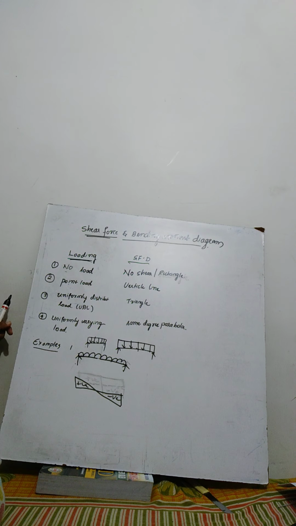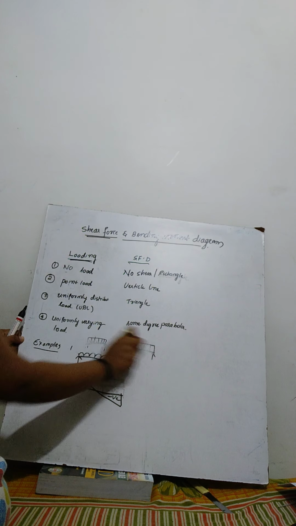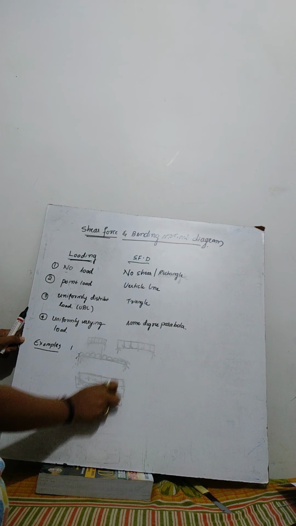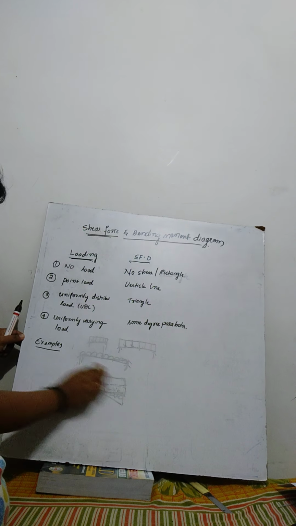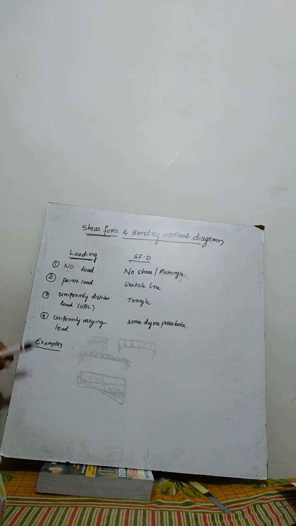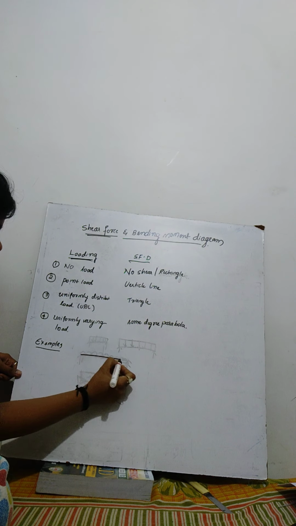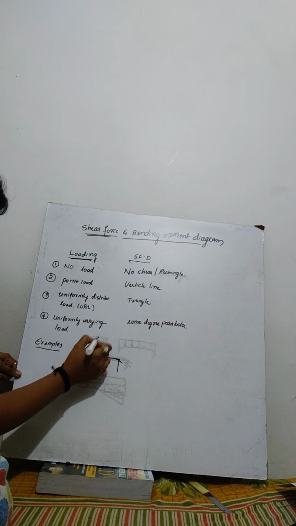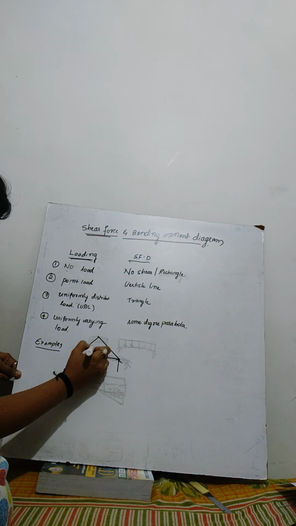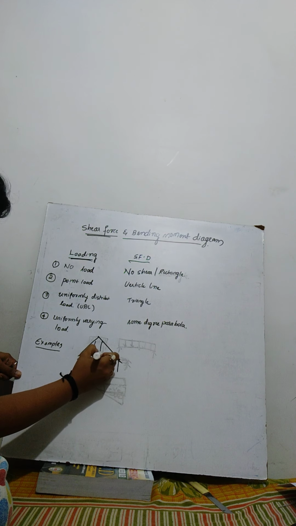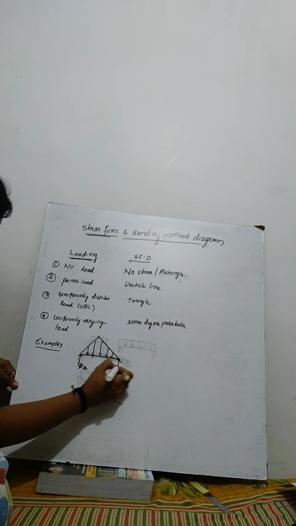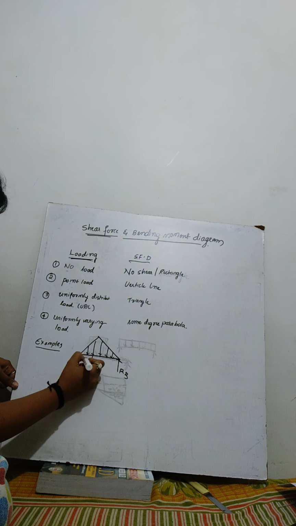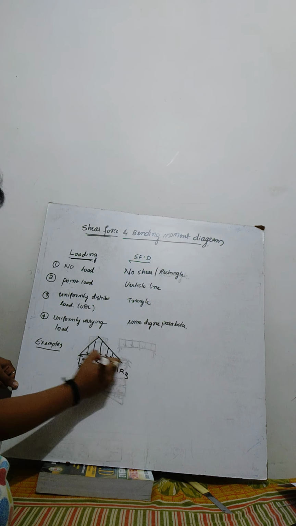Okay. Next, what is given? UVL, correct. That is uniformly varying load. I can write it like this. That means the load acting here is not constant. If you take this as RA, this is B, and this as some distance X.